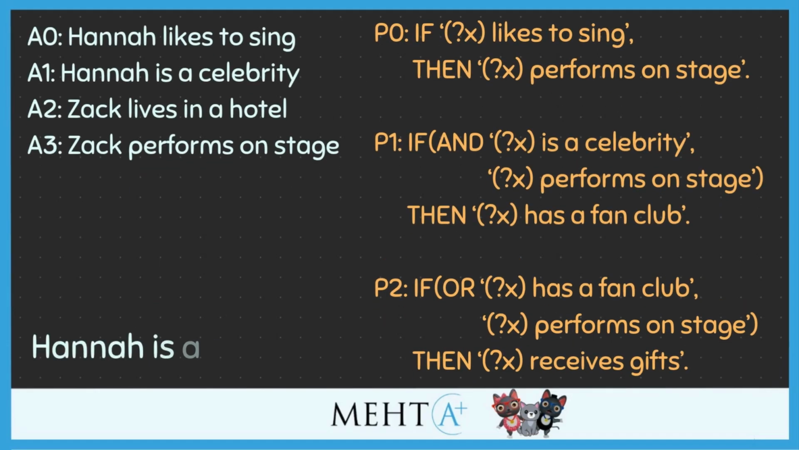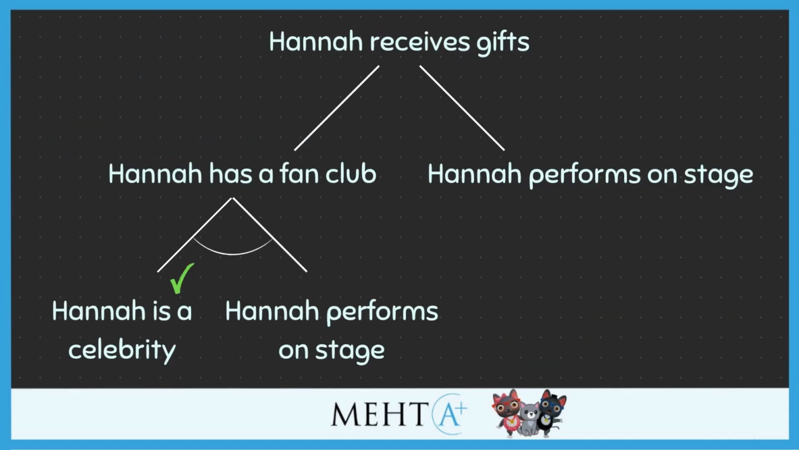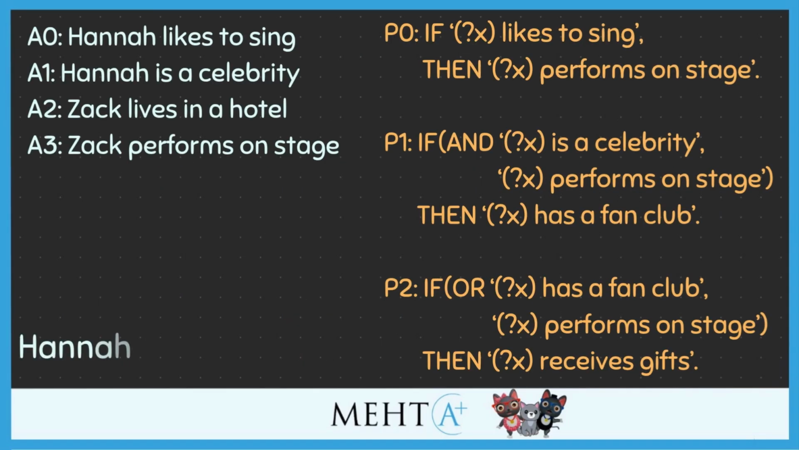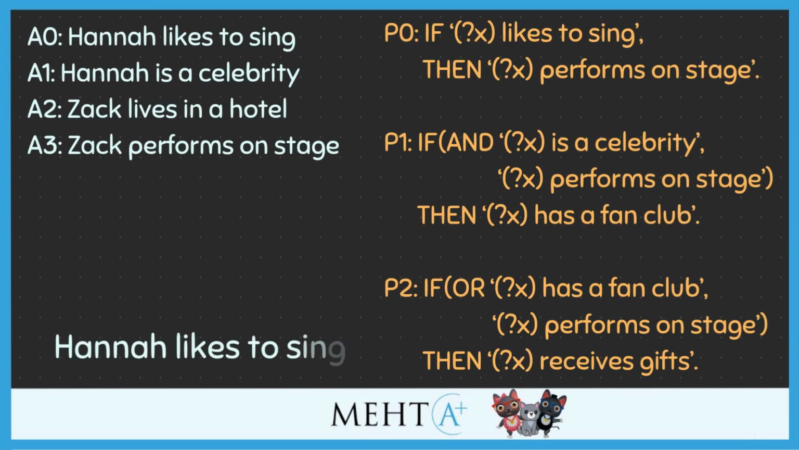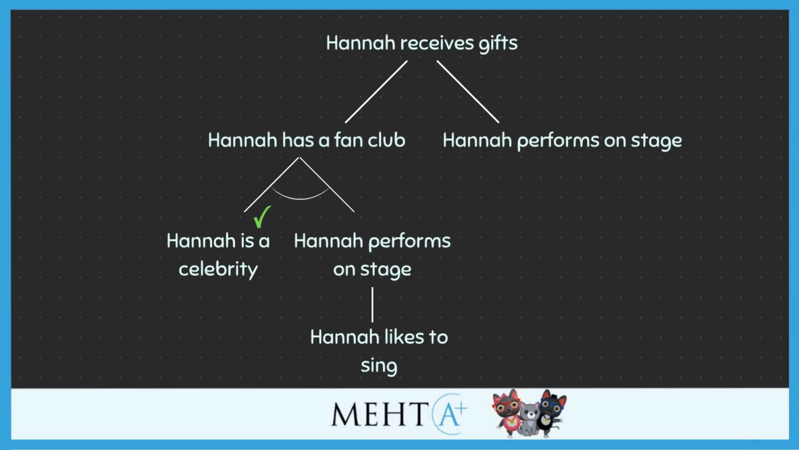Again, let's check these in order. Hannah is a celebrity. That's an assertion. A1, yay! Now let's check if Hannah performs on stage. Remember, since this is an AND, both of these statements must hold true. Hannah performs on stage is not an assertion, but it does match with P0's consequent. In order for Hannah performs on stage to hold true, Hannah likes to sing must hold true. Hannah likes to sing is an assertion. A0, yay! Okay, so if Hannah likes to sing is true, then Hannah performs on stage.